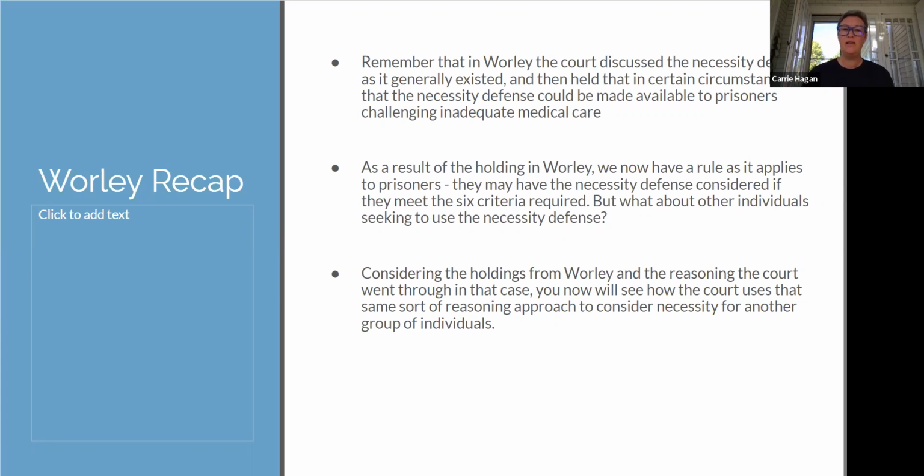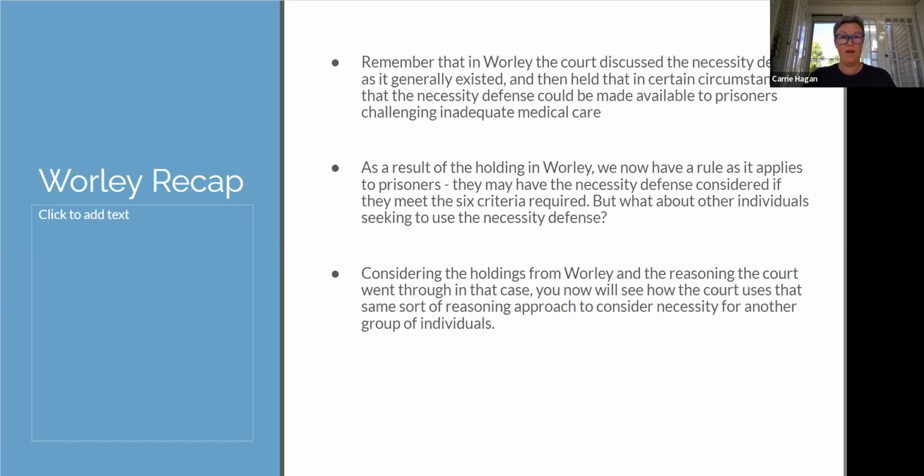So for instance, the court generally might look at the necessity defense and say, well, have we ever extended this to anyone else outside of what the legislature provided? Well, yeah, they did. They extended it in Worley. And so they have a context where they have made that available to people in a different way. So we now have the case of State v. Cole, and State v. Cole challenges the court to do the same sort of work, right? To figure out what the necessity defense is if it's made available to folks in a different situation.